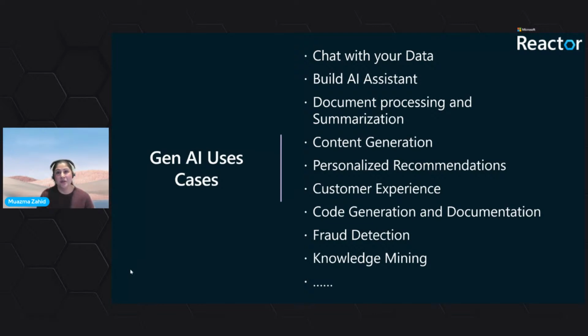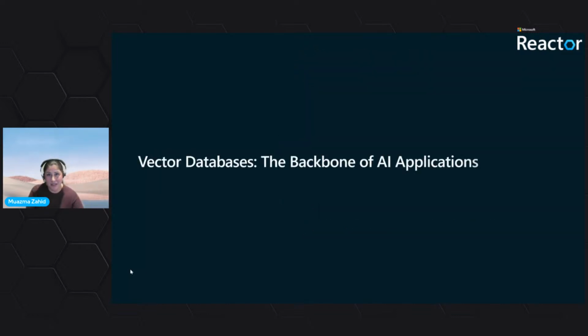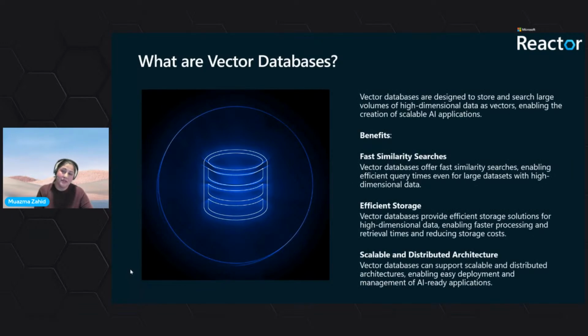There's so many different use cases that you can actually start building these solutions for and then go from there. Now, what is needed to actually build the solutions? Vector databases are a backbone for these AI applications. And what is a vector database, right?